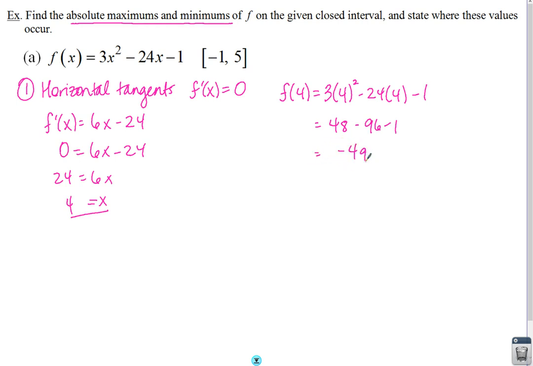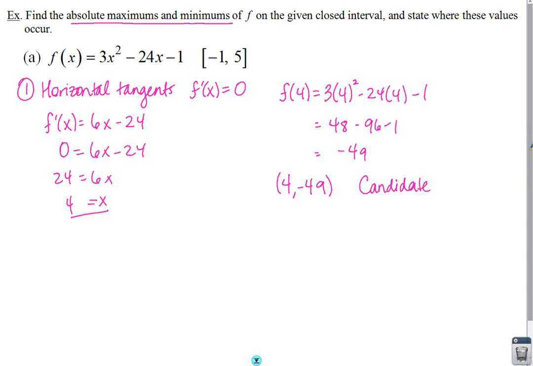So because at the point (4, negative 49) my derivative is equal to 0, and my y value is equal to negative 49, this is what I like to call a possible candidate for an absolute minimum or maximum. I don't know what it is yet because I have to see what the rest of the graph looks like, but I'm going to call this one a candidate. Okay, so that's only where my horizontal tangents occur.